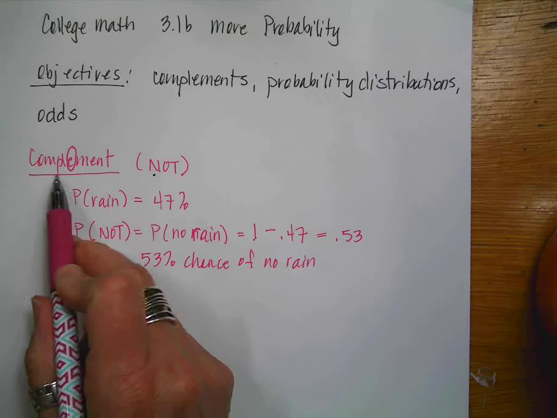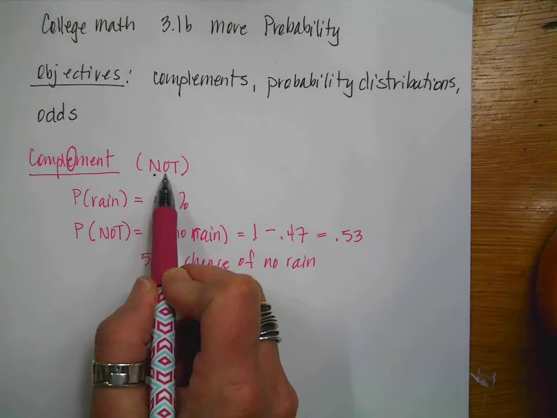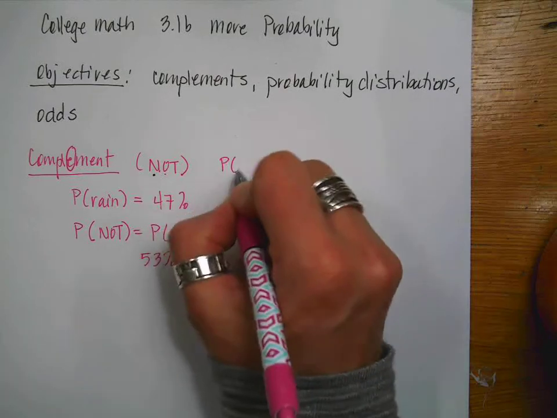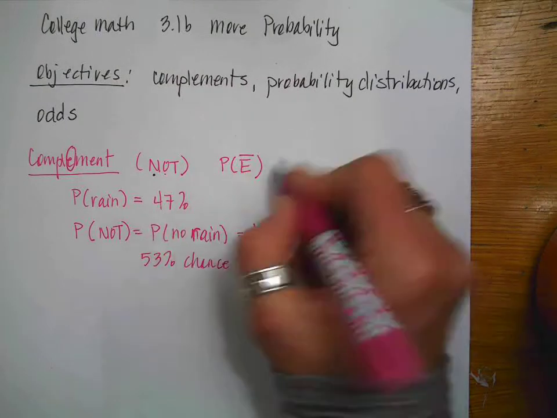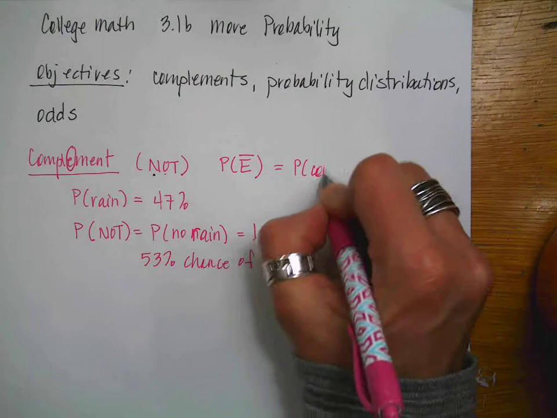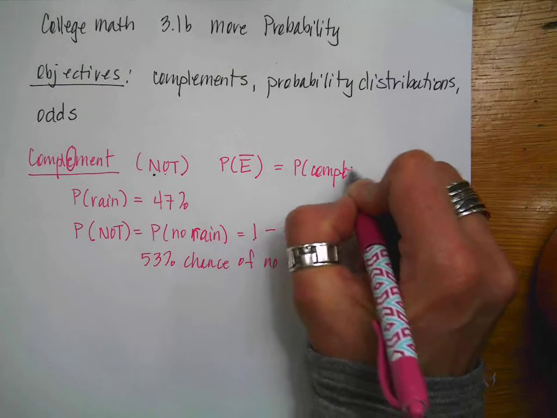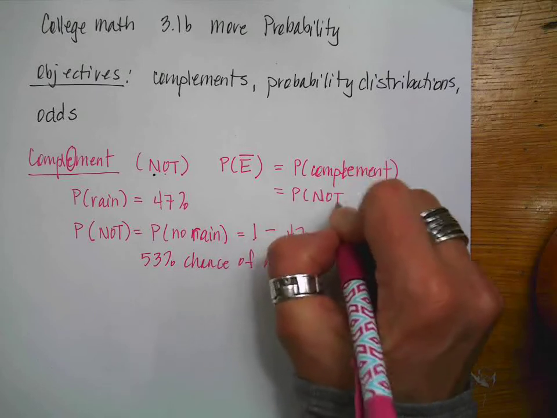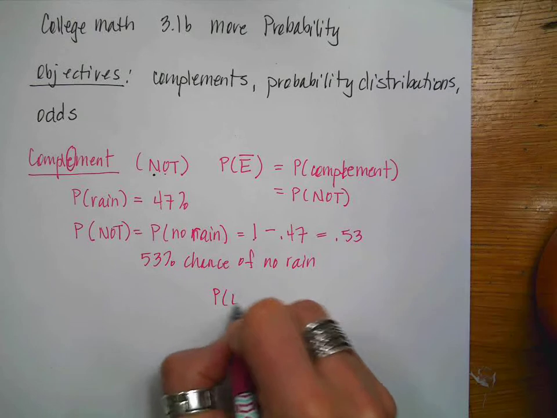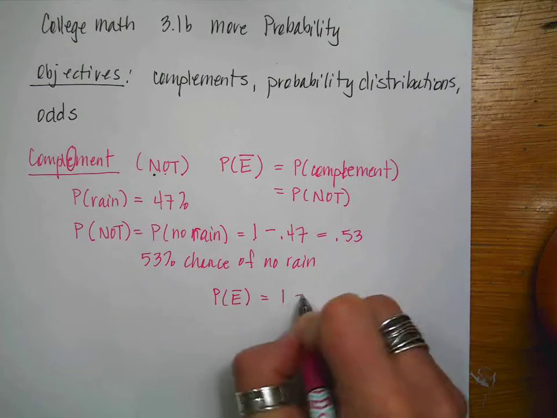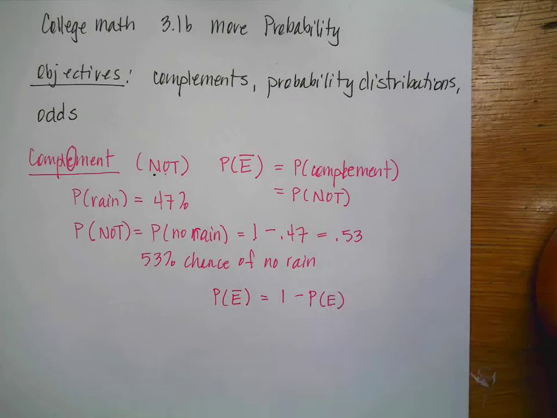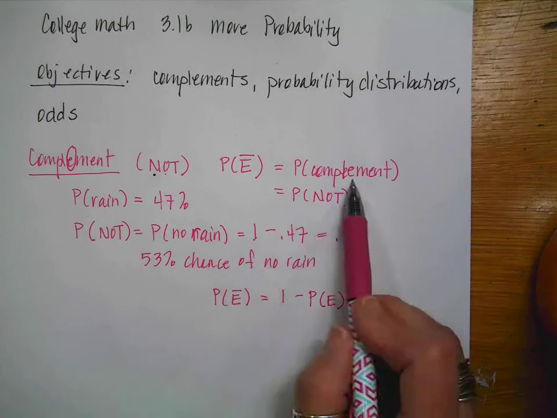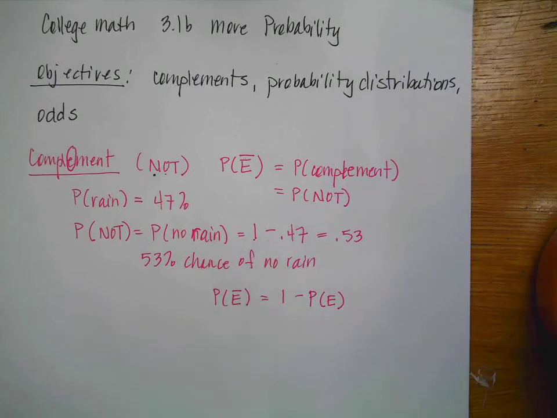So remember that the complement, the probability of not, is going to be the opposite. So we call that the probability of E with a line over the top. That is the probability of the complement, which is also the probability of not. And then the probability of E bar is going to equal 1 minus the probability of the regular event. So notice that if I have a bar over the top, E bar, that's going to be the complement, which is 1 minus the percentage.